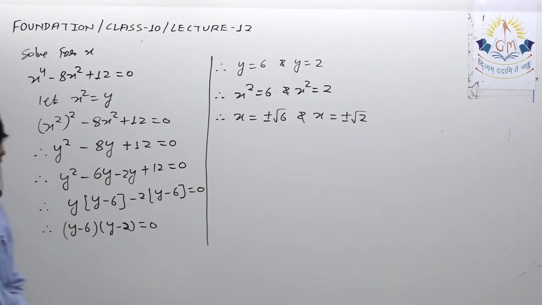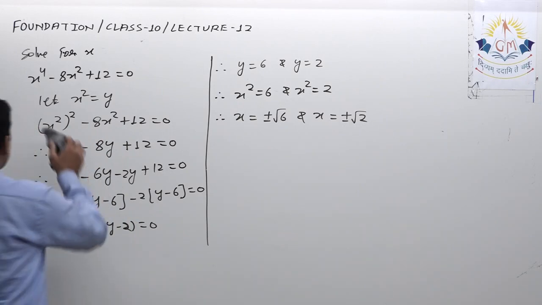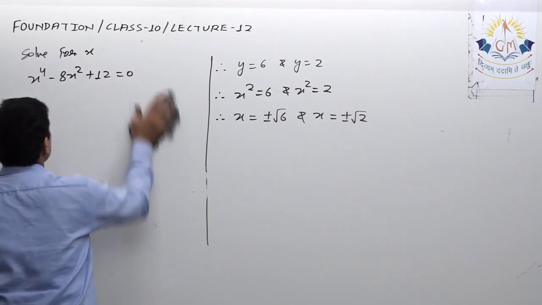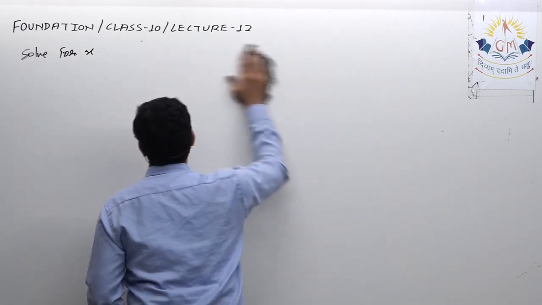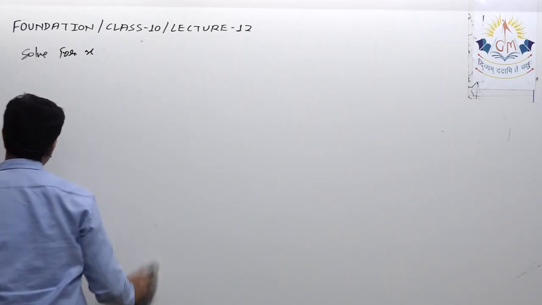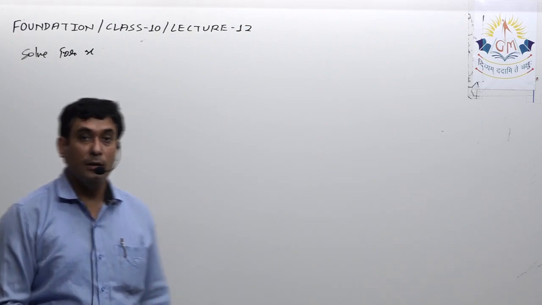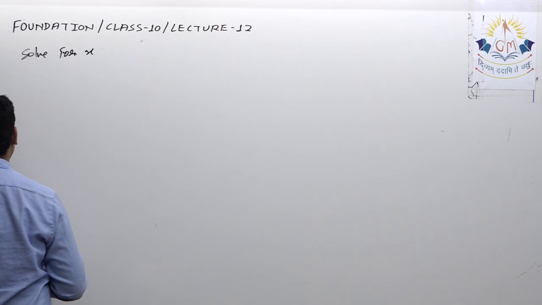Okay, now we'll see the next question, again of the similar type. That means you won't get a quadratic equation, but definitely it is possible to convert that equation into a quadratic. Here the equation was biquadratic. It is also possible that the given equation is neither quadratic nor biquadratic nor cubic, but definitely it is possible to convert that equation into the form of a quadratic.